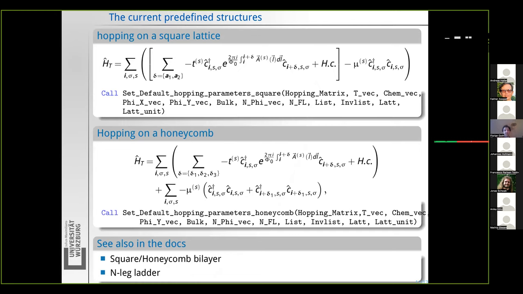What can you already use for specifying your Hamiltonians? There are a couple of already predefined structures. So you can ask ALF to give you a hopping matrix on a square lattice with a lot of variables. So there is this default hopping parameters square function, which you can tell the chemical potentials. You can give different flux quanta in x and y direction, the number of flux quanta, flavors. The lattice should be a square lattice here. And then it generates for you the respective matrix.